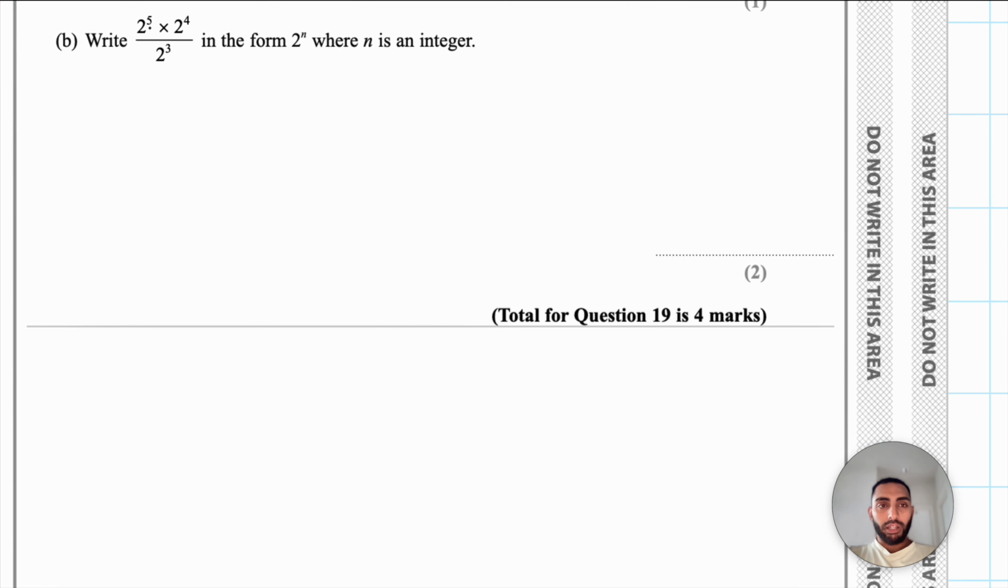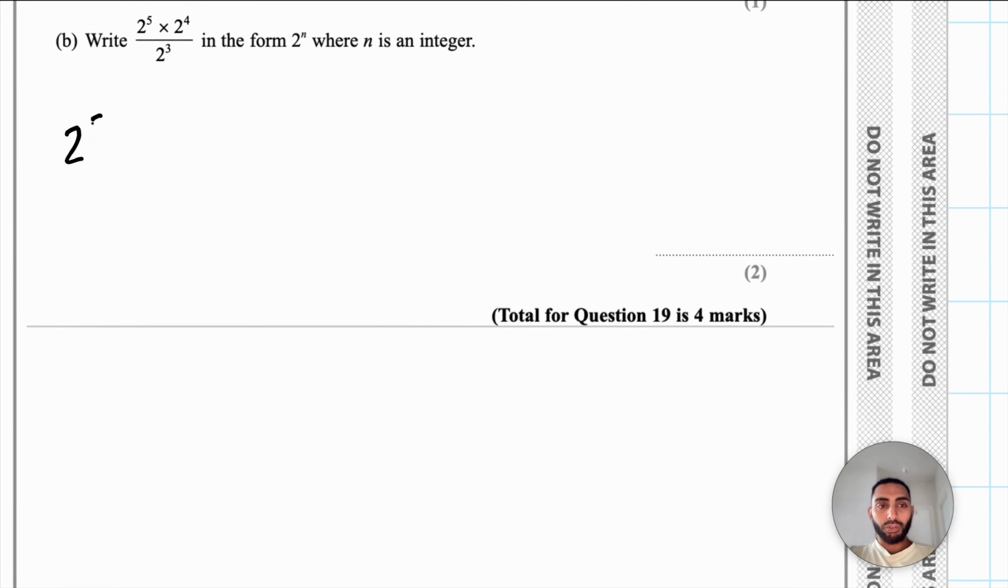Part B, write 2 to the power of 5 times 2 to the power of 4 divided by 2 to the power of 3 in the form 2 to the power of n, where n is an integer. Integer just means a whole number, a counting number like 1, 2, 3, 4, 5. First thing I'm going to concentrate on is this numerator, the top bit. 2 to the power of 5 times 2 to the power of 4. If you have the same base, the 2's are the base, and you're multiplying, you just add the powers together.